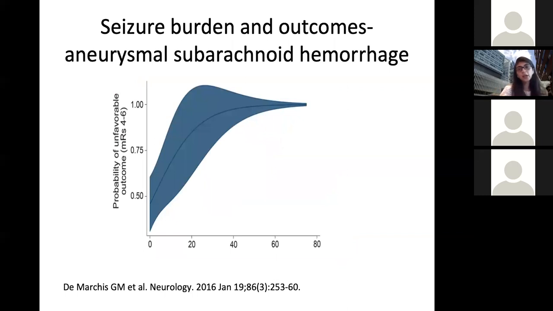This was work looking at subarachnoid hemorrhage patients, where the goal was to assess whether the actual quantified burden of seizures is associated with worse outcomes. And the authors calculated the seizure burden per hour for these patients. On the x-axis here is the number of hours spent in seizures. And on the y-axis is the probability of poor outcome, which was defined as mRS of 4 to 6 at 3 months and then a year. And what they found was that increasing burden of seizures was associated with an increased probability of poor outcomes.